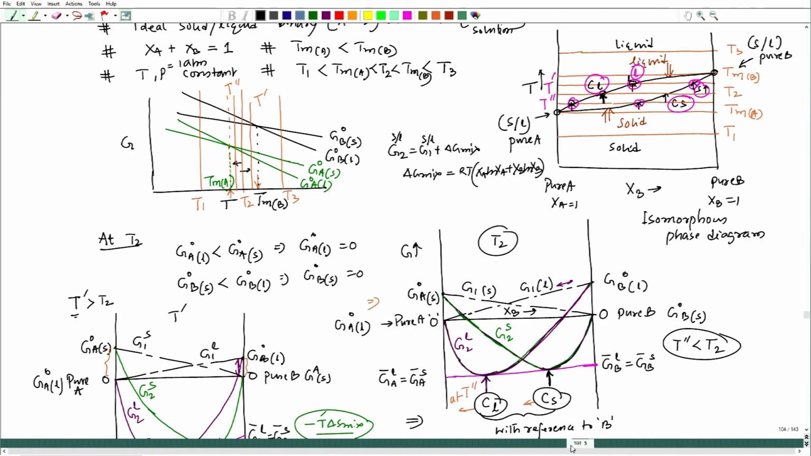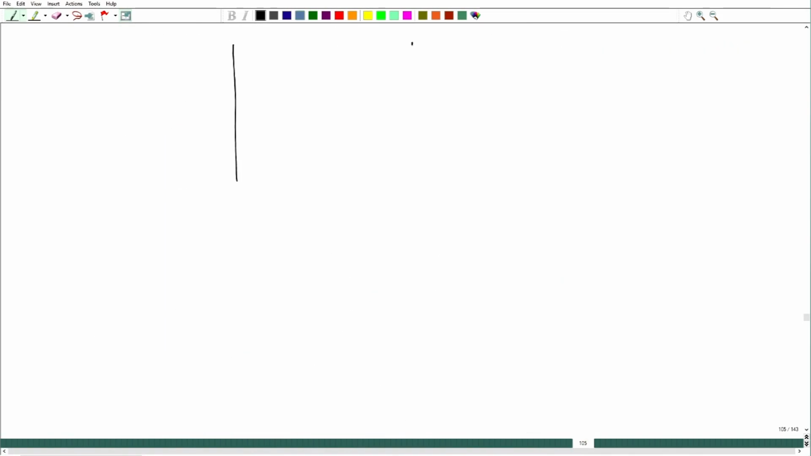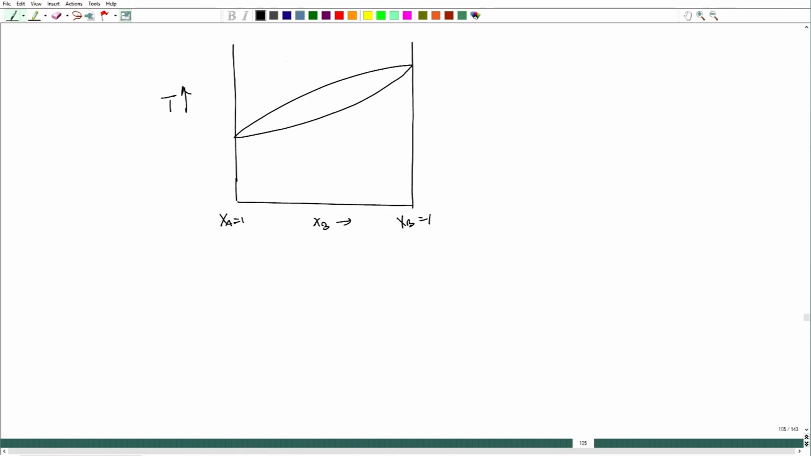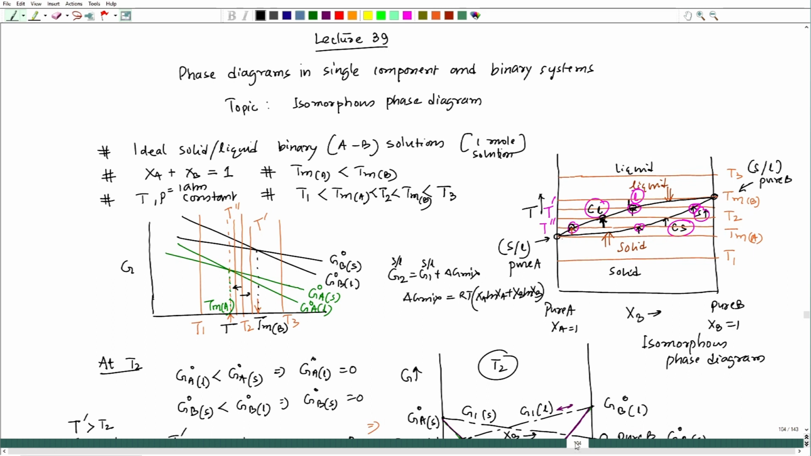And if I try to show this plot, it is like this. This is XA equal to 1, pure A, this is XB equal to 1, and XB is changing this way. This is temperature and this is XB. Here everything was liquid, here everything was solid. At this point we get TmA, at this point it is TmB, and let us look at what happens in between.